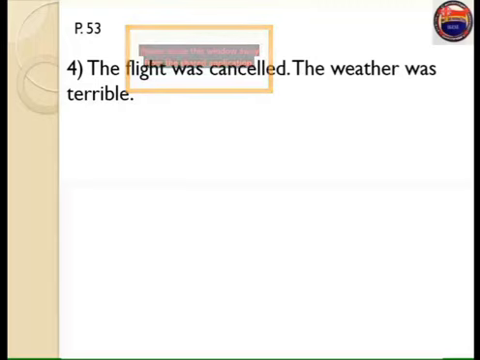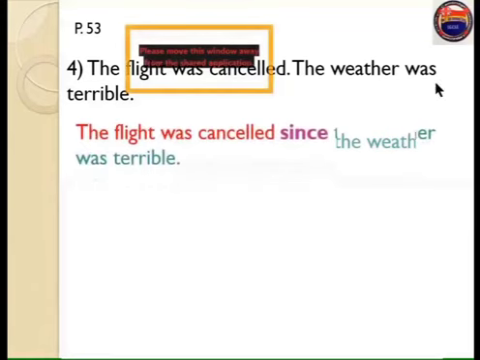Because. So, no, we can't use so. Okay, so we can say the flight was cancelled since the weather was terrible. Or we can say the flight was cancelled because the weather was terrible.